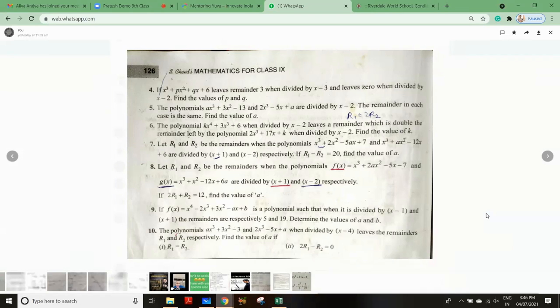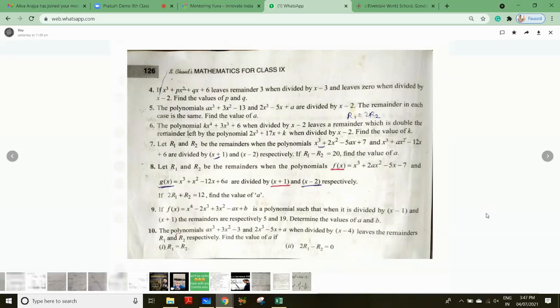Okay, fine. So it's quite easy, even if you are not getting. Okay, so here in the question it has asked, find the values of P and Q. It means unknowns are P and Q. It is given that this particular polynomial f(x) leaves remainder 3 when divided by x minus 3, and when divided by x minus 2 the remainder is 0. We have to find the values of p and q.